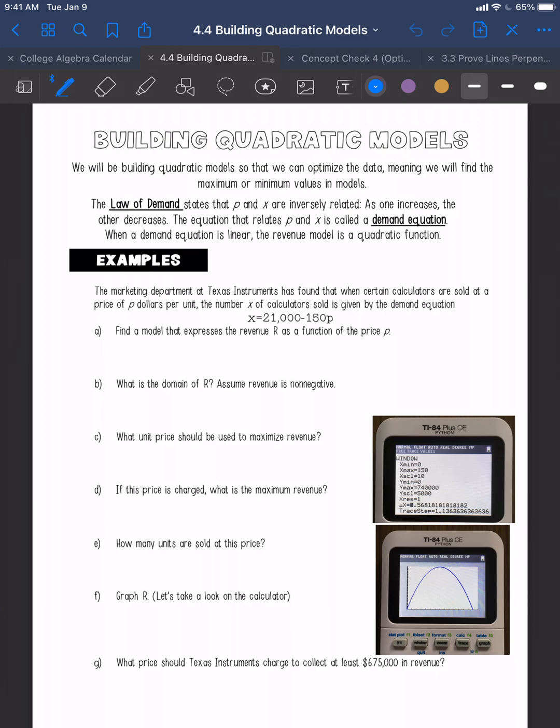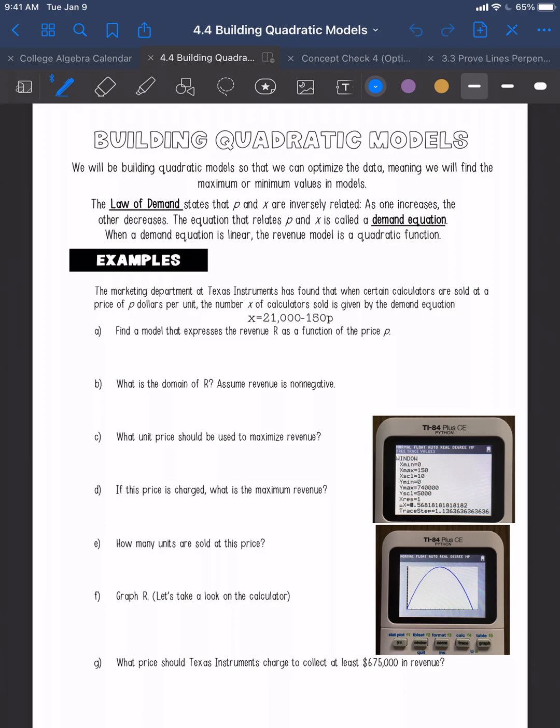In this lesson, I'm going to show a few examples of building quadratic models. We are doing this so that we can optimize a certain situation given whatever data we are given. So we will be talking about maximum or minimum values in these models. First, you have what the law of demand is, and when that equation relates P and X, that's called the demand equation. And when that demand equation is linear, then our revenue model will be quadratic. So that's what this first example deals with.